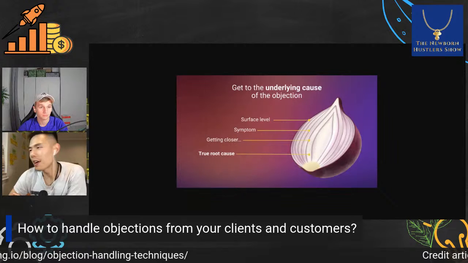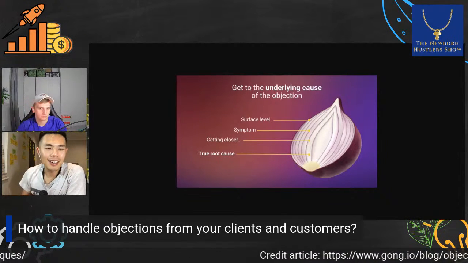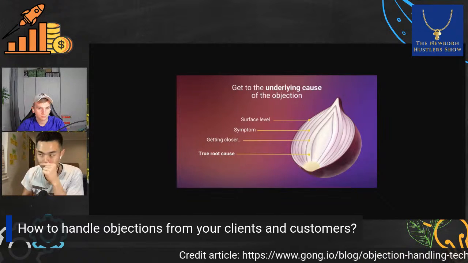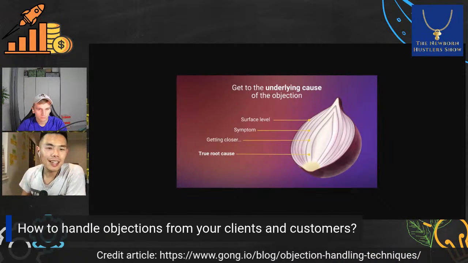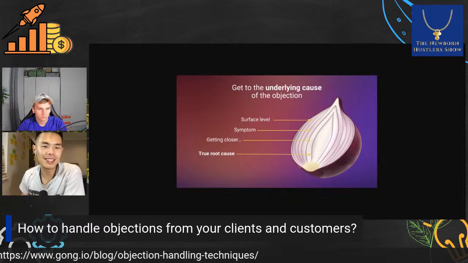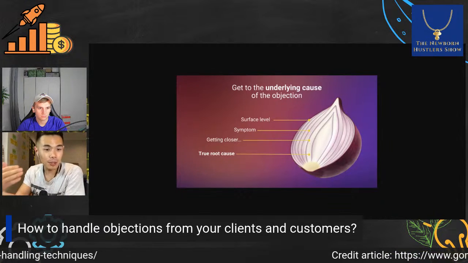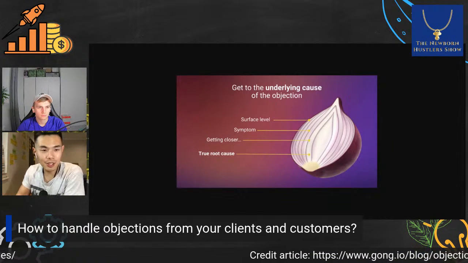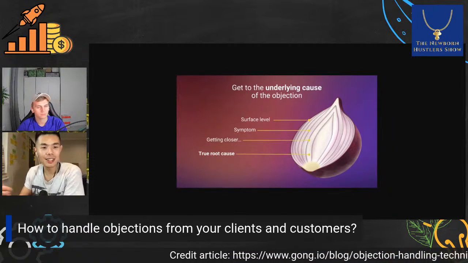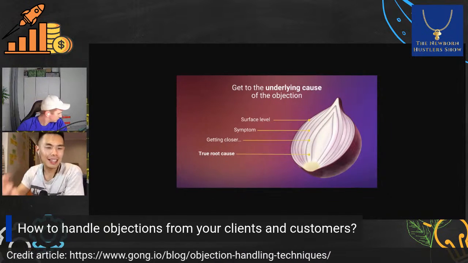Exactly. And I pulled out this image because you can see that going to the underlying cause of an objection is a bit like an onion. What they say is only surface level. They say, oh, I don't have the time, or I don't have the money. And then when you ask them, tell me more, you just said you don't have time, what does that mean? Why did you say that? Then you will start to peel off layer after layer.